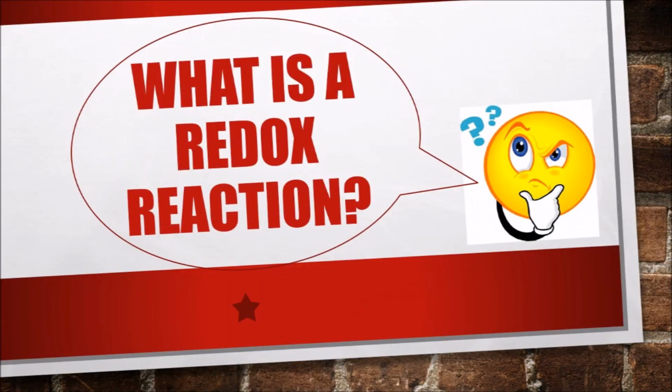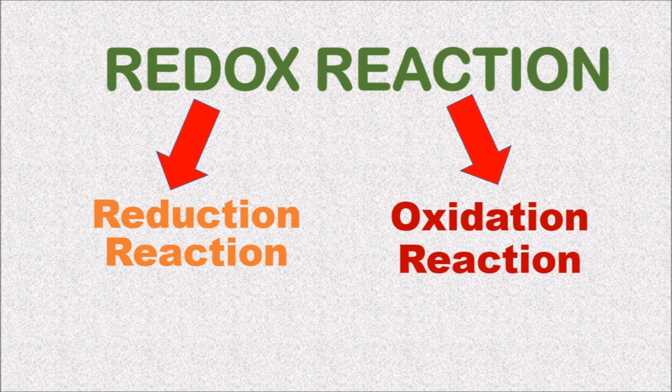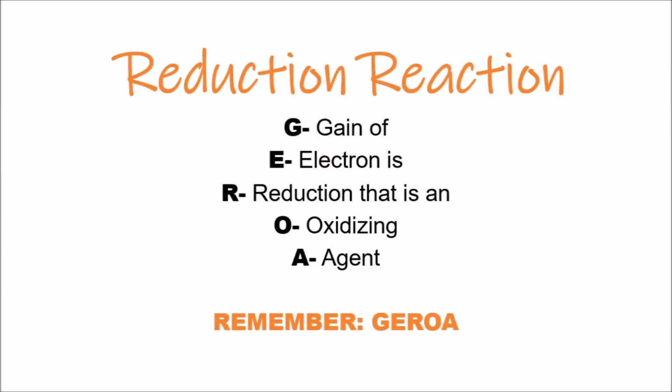But the million-dollar question is, what is a redox reaction? A redox reaction is comprised of two half reactions, a reduction half reaction and an oxidation half reaction. Note that these two types of reaction always occur together. Now, let's differentiate the two.